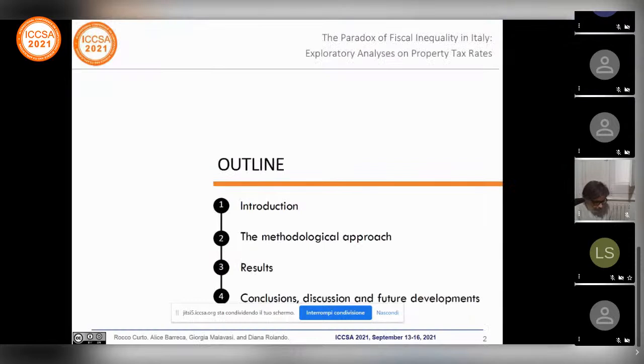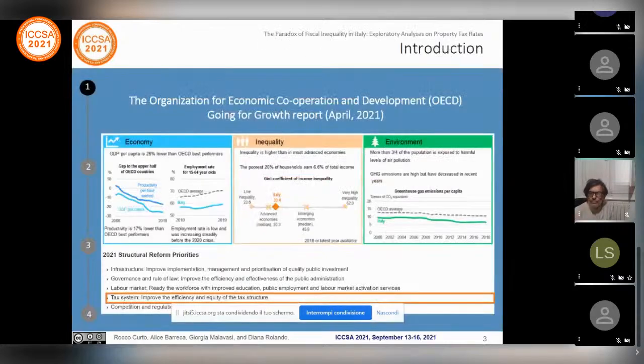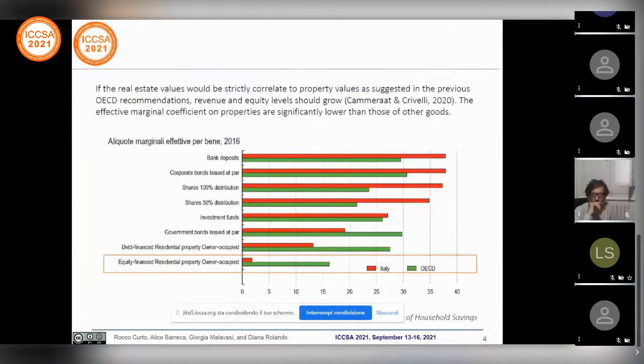Starting with the introduction, it is important to mention that this year, 2021, the Organisation for Economic Co-operation and Development, in the latest Going for Growth report, urged the Italian government to redefine the tax on first home ownership. Recent research and the new OECD report of September show that the effective marginal coefficients on properties are significantly lower than those of all other goods.